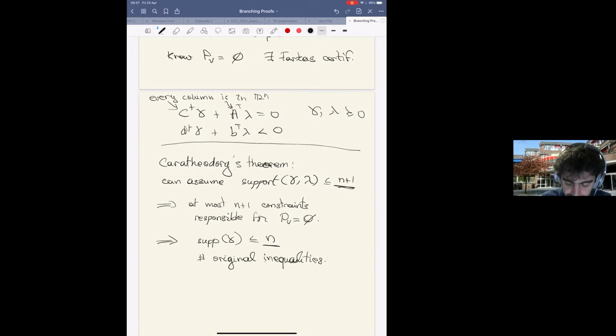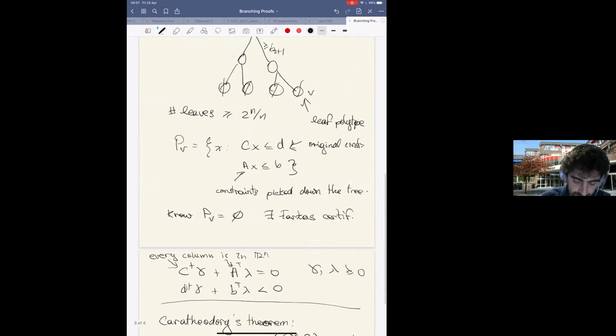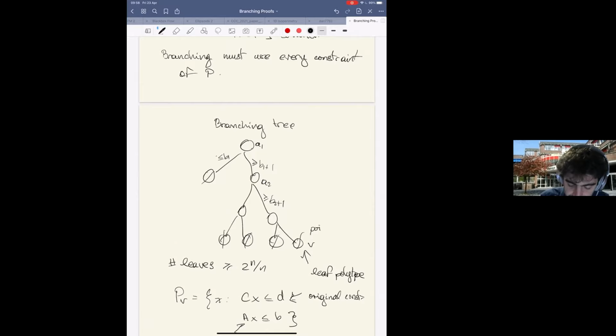Now if we look at the picture of the branching tree, I can point out n original inequalities that were necessary to make every leaf empty. For every leaf node, I can point out n original inequalities such that, as long as these n original inequalities are in there, the leaf node is still infeasible.